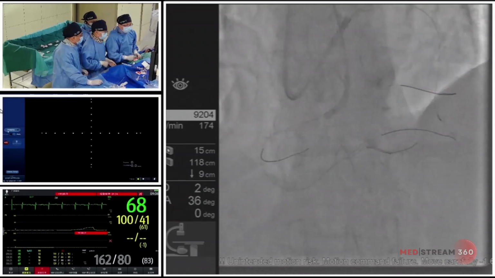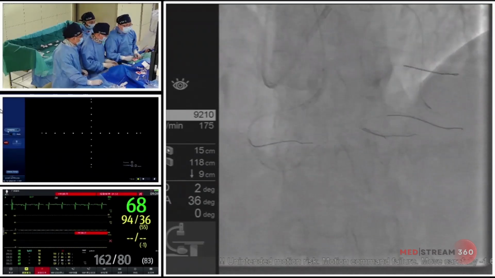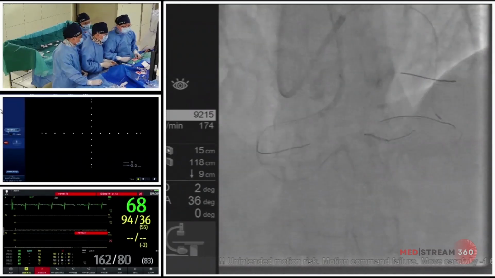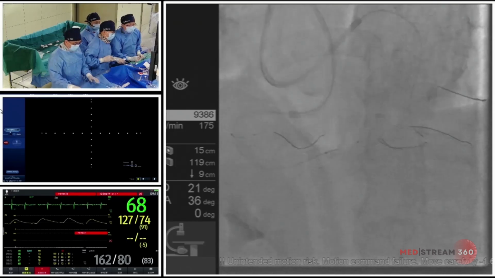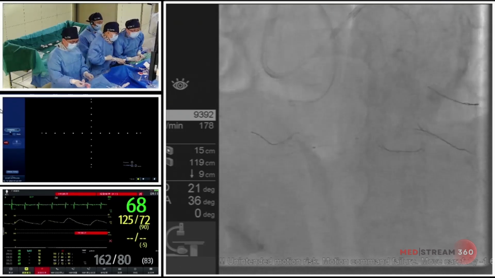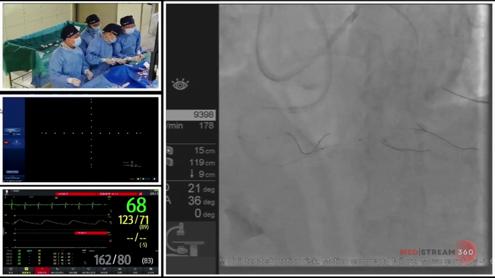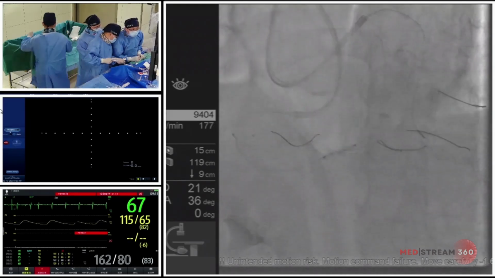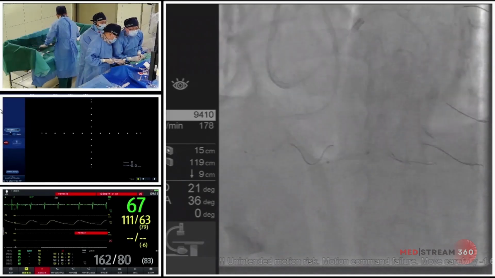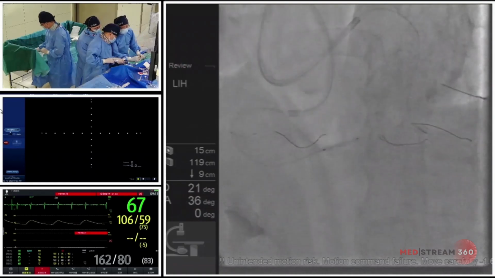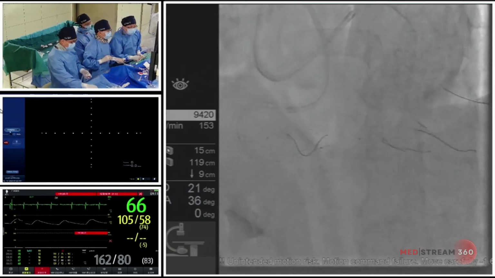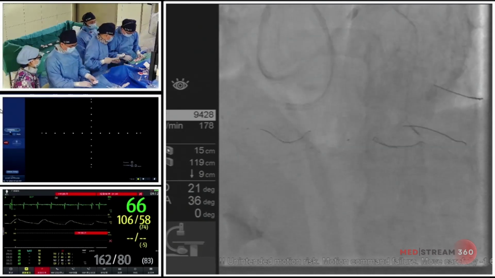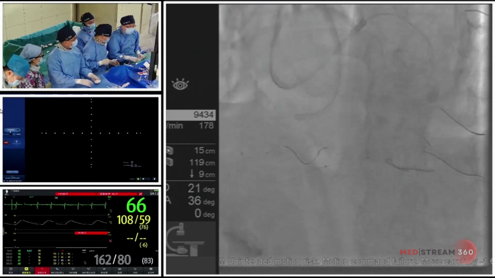Okay, I think Professor Lee has just managed to put the second antegrade wire parallel into the distal part of the RCA. We are trying to modify the distal part of the CTO segment. This is a 2.0 balloon, right? Yes, 2.0 by 20. This is a 2.0 by 20 Emerge balloon. We're trying to modify the distal cap using the 2.0 balloon.